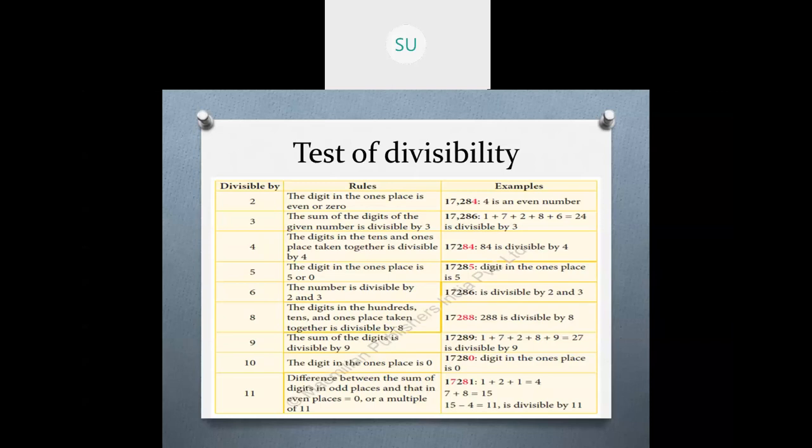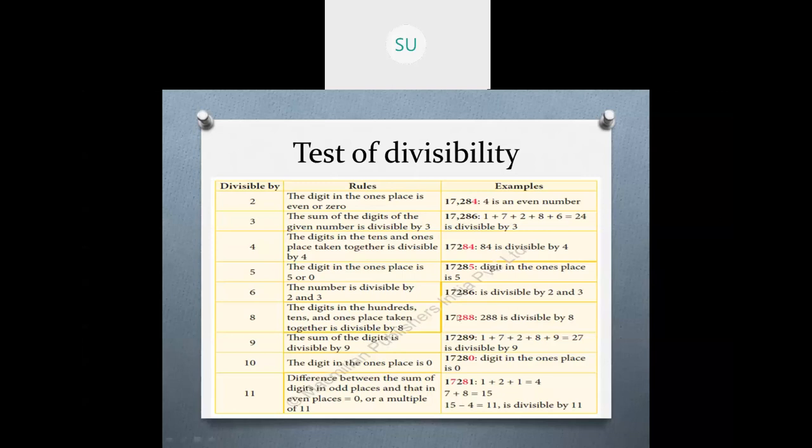Now the divisibility rule for 8. The digits in the hundreds place, tens place and the ones place taken together is divisible by 8. So for 4, how tens and ones place taken together should be divisible by 4. Same way, the digits in hundreds, tens and ones place taken together should be divisible by 8. Then only the number will be divisible by 8.